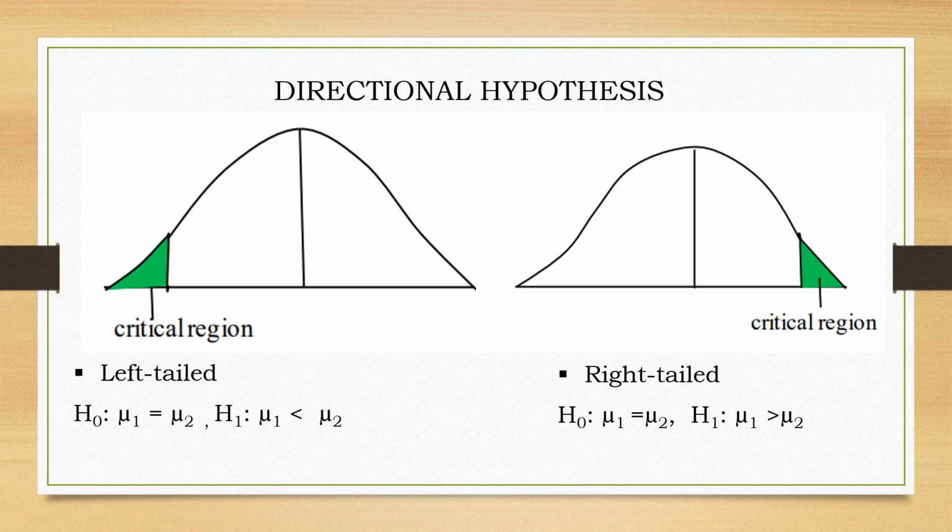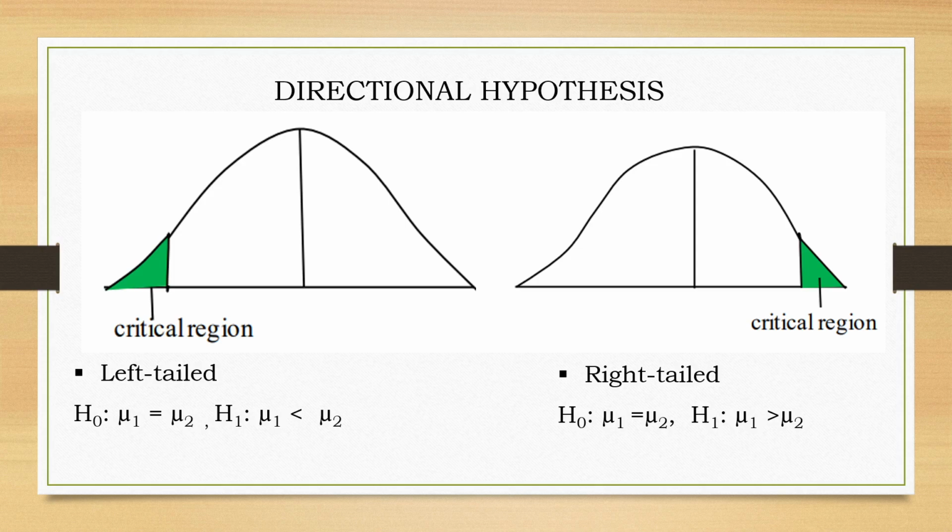Let us come and look at the directional hypothesis here. So by looking at this normal distribution graph, in the left tail hypothesis, you'll find that the critical region is located at this side here. What is the critical region? This is a very important region that usually determines the rejection.